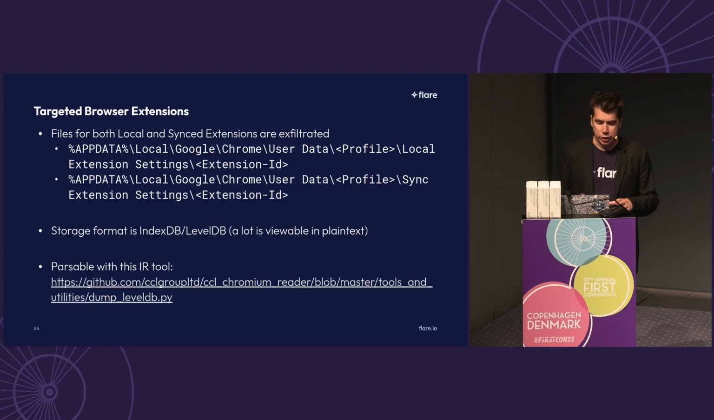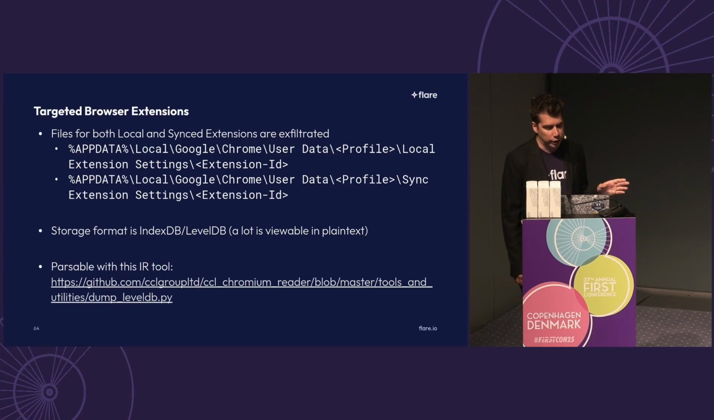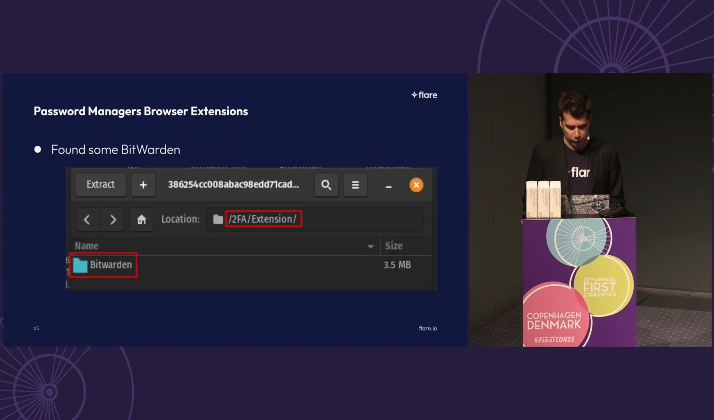The targeted browser extensions are in these folders. This is something for people interested in doing IR on this stuff. Good to know, they steal both local extension settings and synchronized extension settings. So if your corporate policy doesn't allow synchronization, it will still steal the local stuff. And there is an IR tool that will parse the IndexedDB and LevelDB data. It was hard to find, so this is why I shared a link here. You can get it from there, and then more than just the strings will be available.